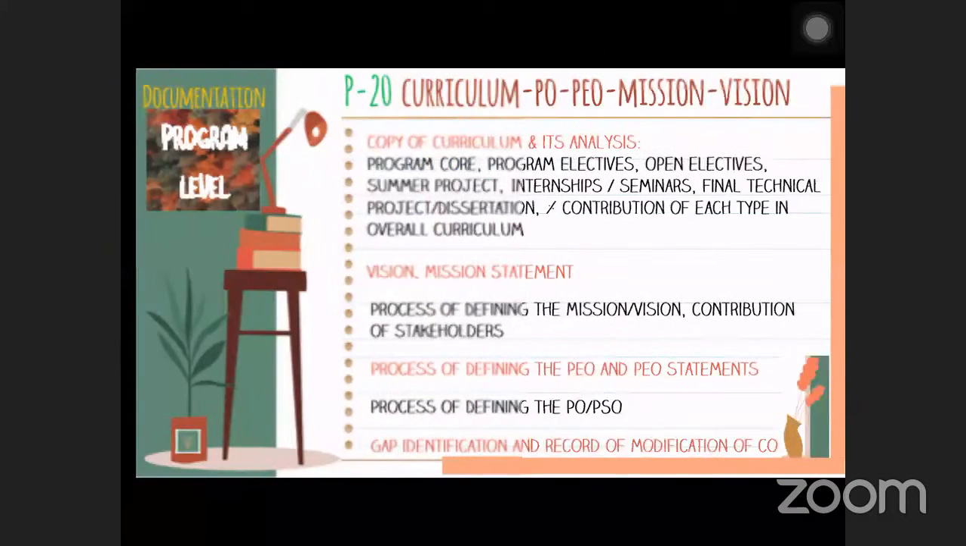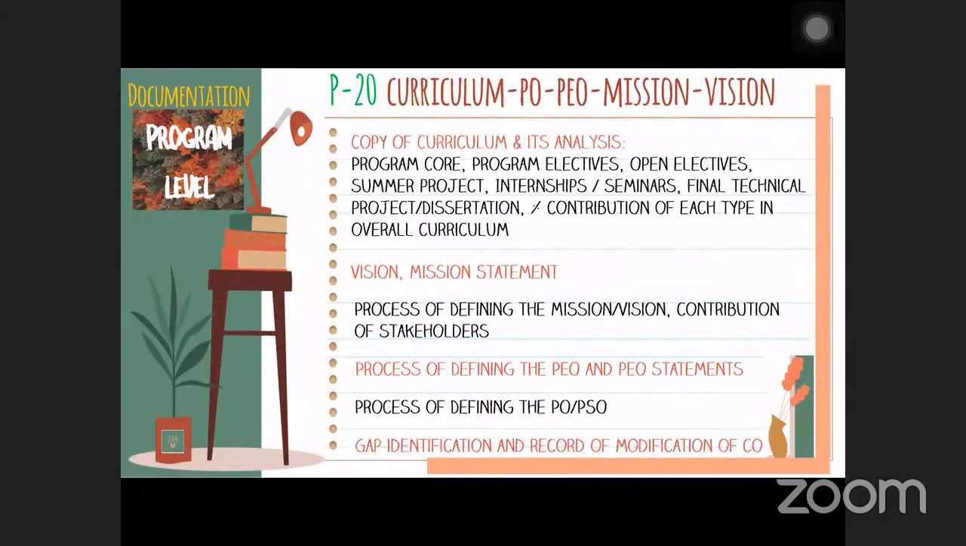Moving ahead with the next one, the curriculum, PO. PO is nothing but program objective, program outcomes. PEO is nothing but program educational objectives and mission vision. So this file should be prepared, and what should go into this file? The copy of curriculum, its analysis.